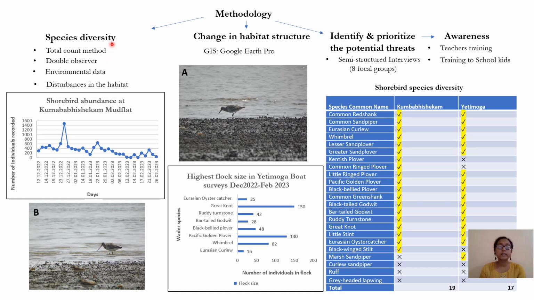Now, looking at the species diversity data collection, we have used the total count method to count the birds and the double observer to reduce the error. The environmental data such as the tidal height, tidal swell, the wind speed were collected in order to understand the effect on shorebird abundance. And the disturbances to habitat were also noted during the field study.